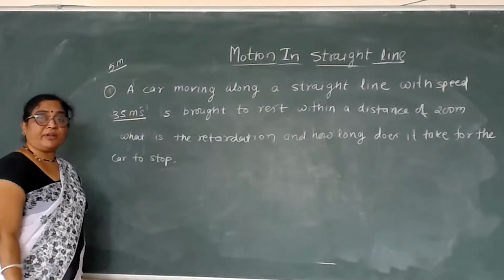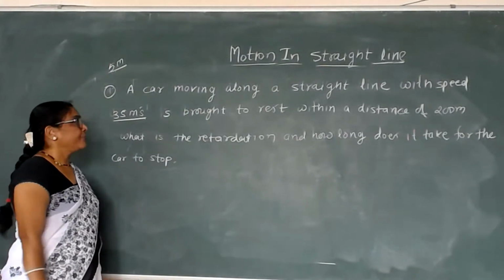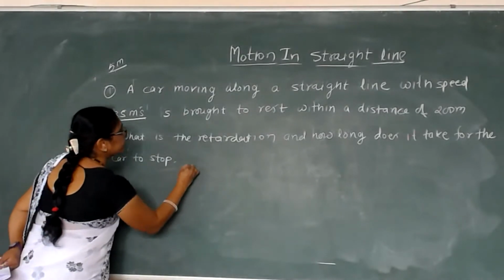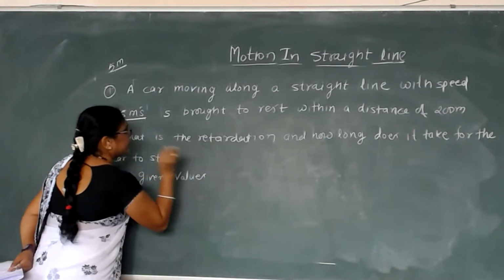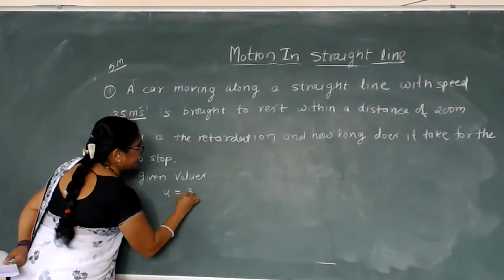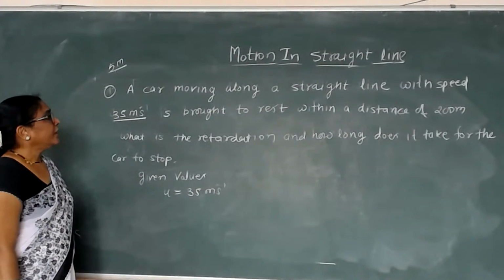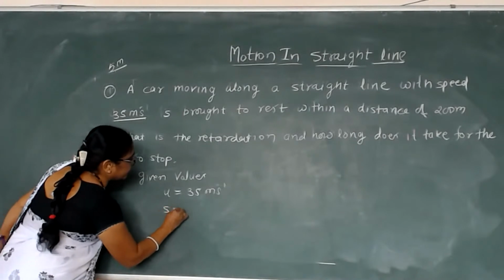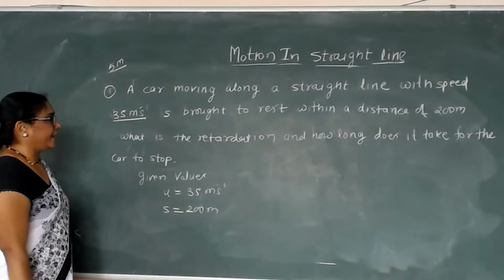We know that there are two velocities, the initial velocity and the final velocity. Here the initial velocity is given. So first, the given values: u is equal to 35 meter per second. The distance travelled is also given, s is equal to 200 meter.